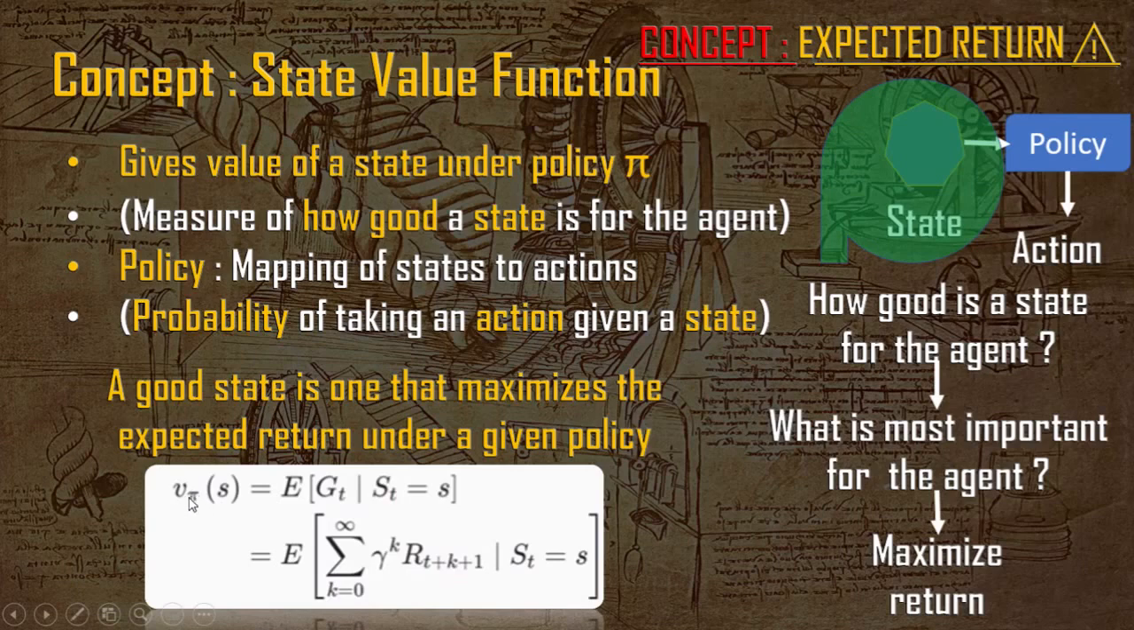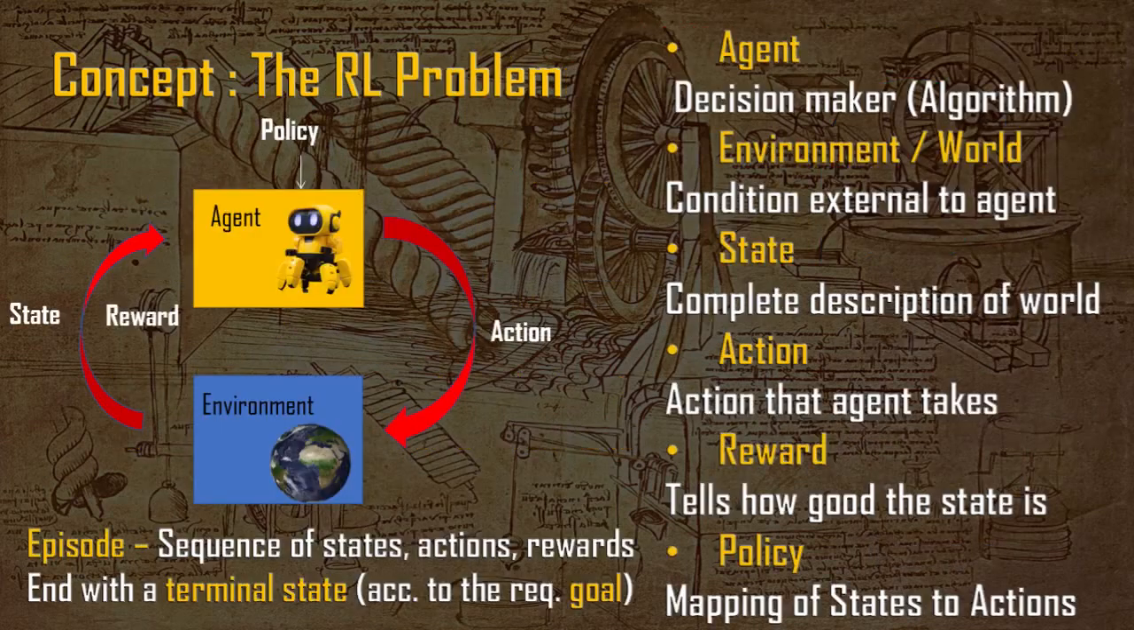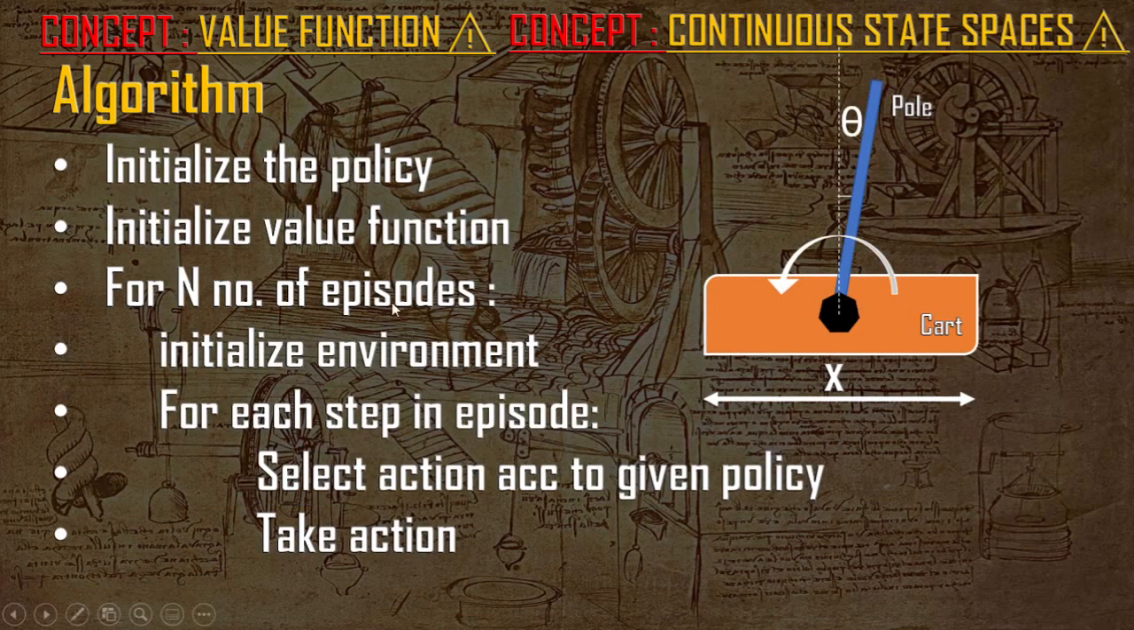This policy is generally denoted by the symbol pi, and the value is the expectation of the return given this particular state. So for this state, what is the expectation of this return? As we defined, the return is nothing but R(t+1) plus gamma R(t+2) plus so on till R(T) for the terminal state. So we want to maximize the expectation of this, right? This is another concept that we need to understand the algorithm. Now let's look at the algorithm, and don't worry if some of these things are not clear. Everything will come together once we visit the code.